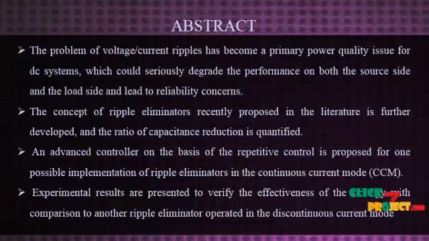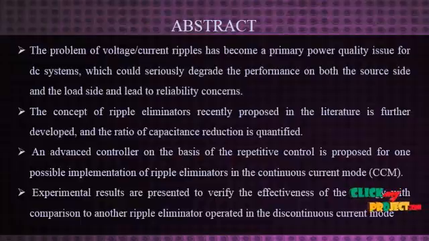The concept in the literature is further developed and the ratio of capacitance reduction is quantified. The power quality problem with such ripple is formulated as a control problem to actively divert the ripple current on the DC bus. The main focus of this proposed design is to investigate how advanced control strategies could improve the performance of the ripple eliminator.